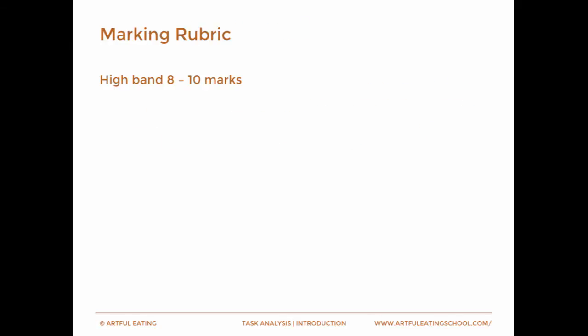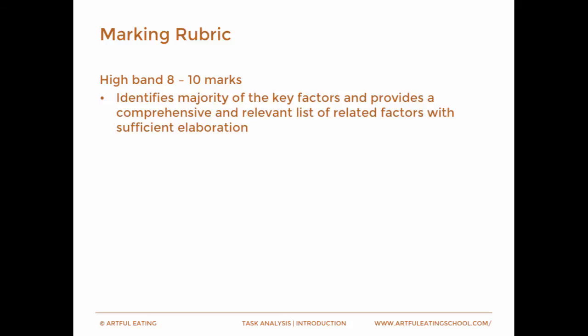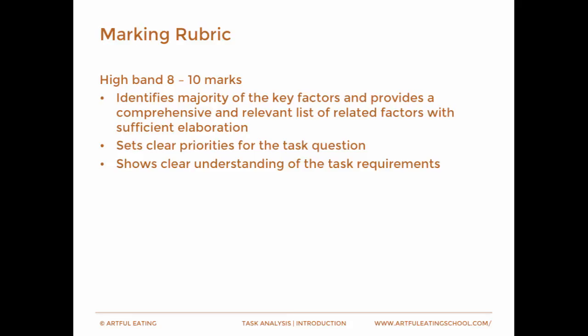Okay, so now let's look at the marking rubric. The high band is 8 to 10 marks, and to get a high band, you need to identify the majority of the key factors and provide a comprehensive and relevant list of related factors with sufficient elaboration. You also need to set clear priorities for the task question. You need to show clear understanding of the task requirements as well.